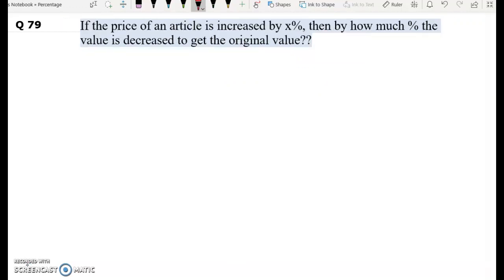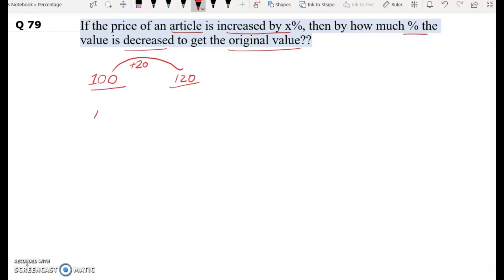Question number 79. If the price of an article is increased by X%, then by how much percent the value is decreased to get the original value? Let's have a look at an example. Let's say we have a number which is 100. Now if I say this number is increased by 20%, 20% of 100 will be how much? 20. So this number is increased by 20. So 100 plus 20 will be 120. Our original number was 100 and the new number is 120.